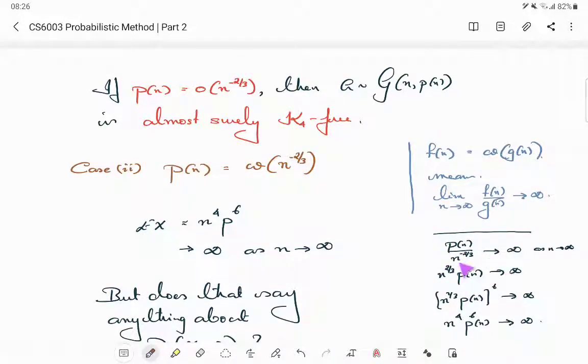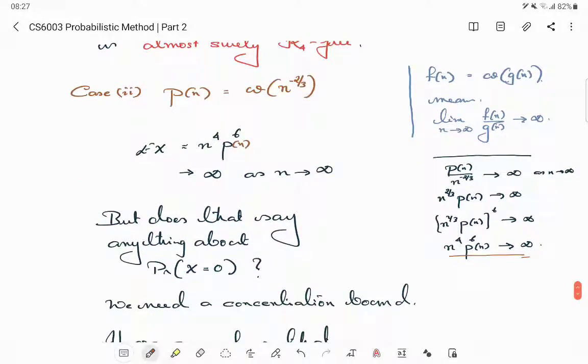Okay, and now if you do a proper rearrangement of terms and take a correct power, you can show that this n to the power 4 p power 6 of n goes to infinity. But what does that say about the probability of x equal to 0? Okay, so you have a random variable with an infinite expectation, but we have seen examples that show that does not mean the probability at x equal to 0 is small.